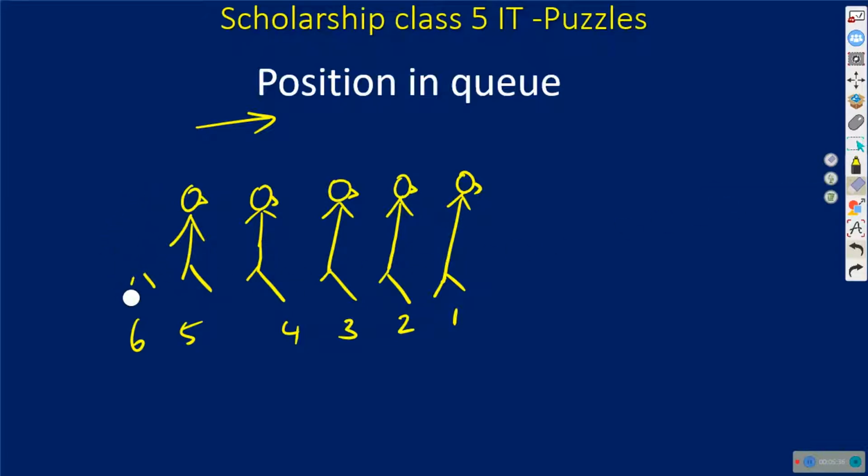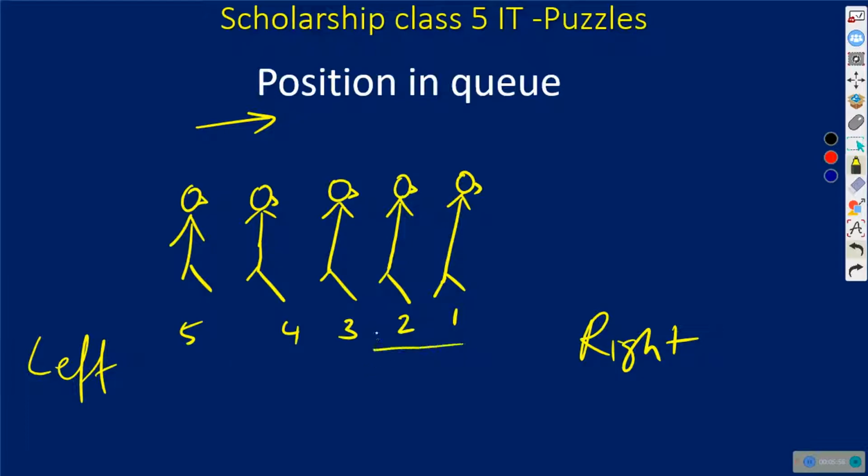Certain other aspects: if it is told that a person is standing third position from the right, this is right. Our right is here, our left is here.